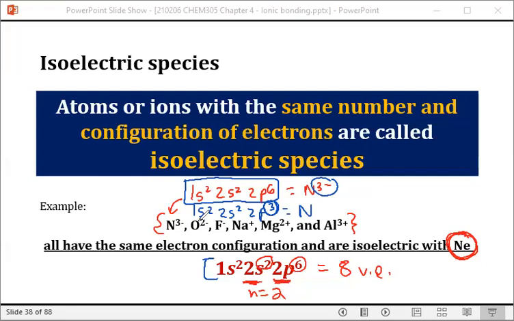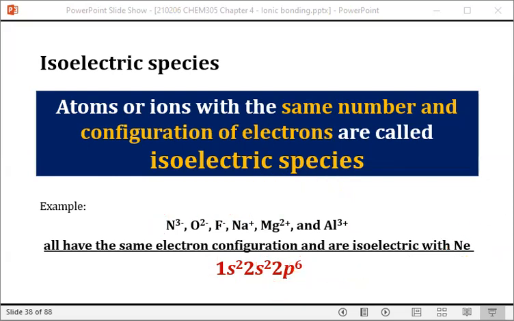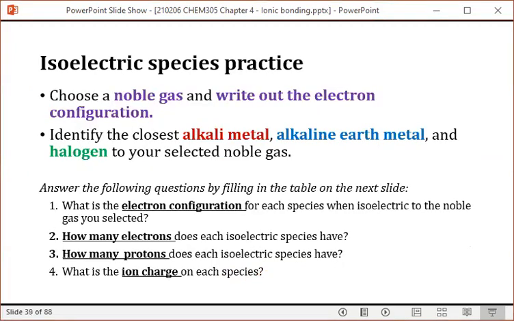And you can check these other ions, oxygen 2-, fluorine-, sodium+, magnesium 2+, and aluminum 3+, are all also isoelectronic with neon, meaning they have the exact same electron configuration as neon. So on the next couple slides, I have an exercise, like a practice example, to help better illustrate isoelectronic species and give you some practice with them.